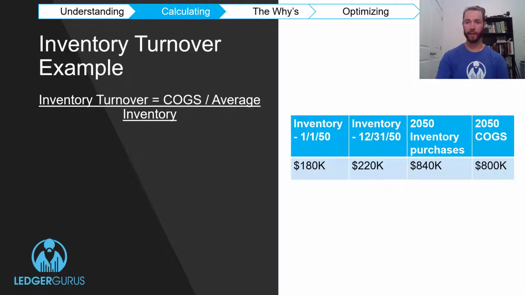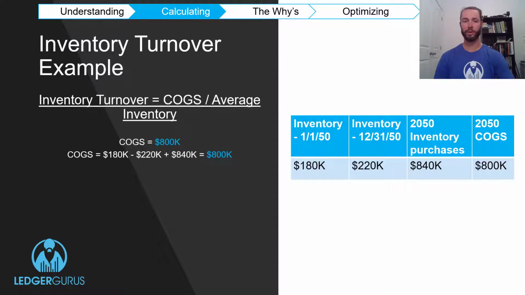Over here on the right, you'll see the numbers that we have. So you see our inventory at the beginning of the year, the ending inventory of that year, your inventory purchases, and then your COGS for that year. So we've got our formula over on the left. First, we're going to determine our COGS. If you have accurate COGS numbers, you should look at the income statement and see that you have 800,000 in COGS. You can also go through your balance sheet.